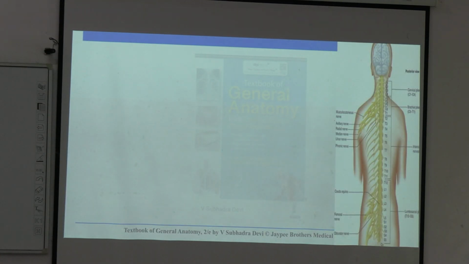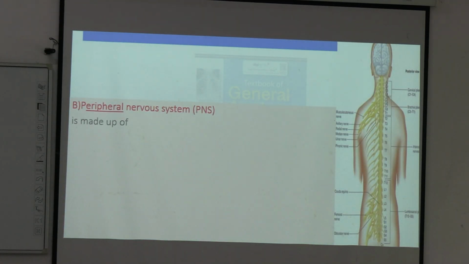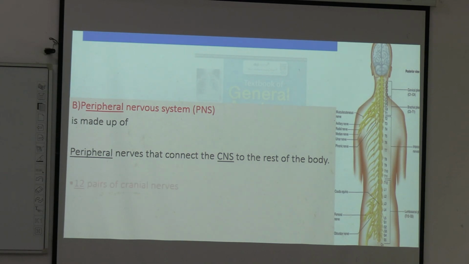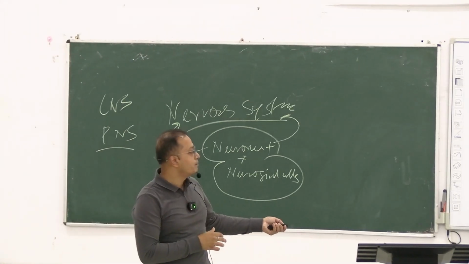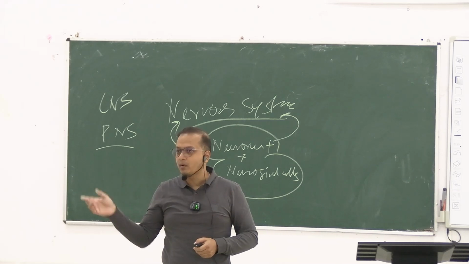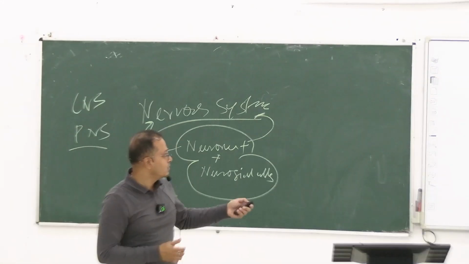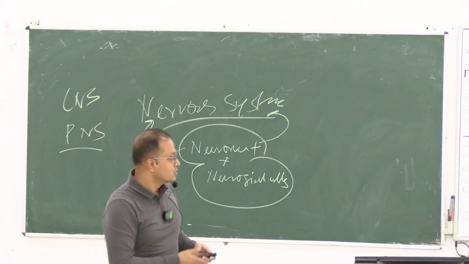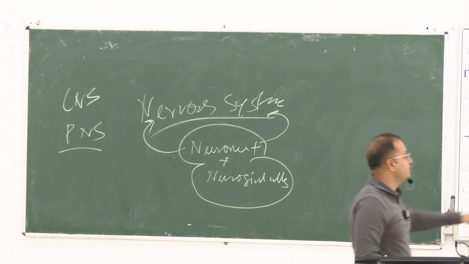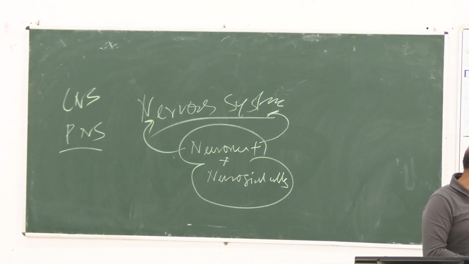Now, moving from the central nervous system to the peripheral nervous system, it is made up of the nerves coming from the brain itself, which we call cranial nerves, as well as the nerves coming from the spinal cord, which we call spinal nerves. The cranial nerves are 12 pairs in number, numbered 1, 2, 3, 4, 5 up to 12, and we have 31 pairs of spinal nerves coming from the right and left sides in pairs and together forming the peripheral nervous system.